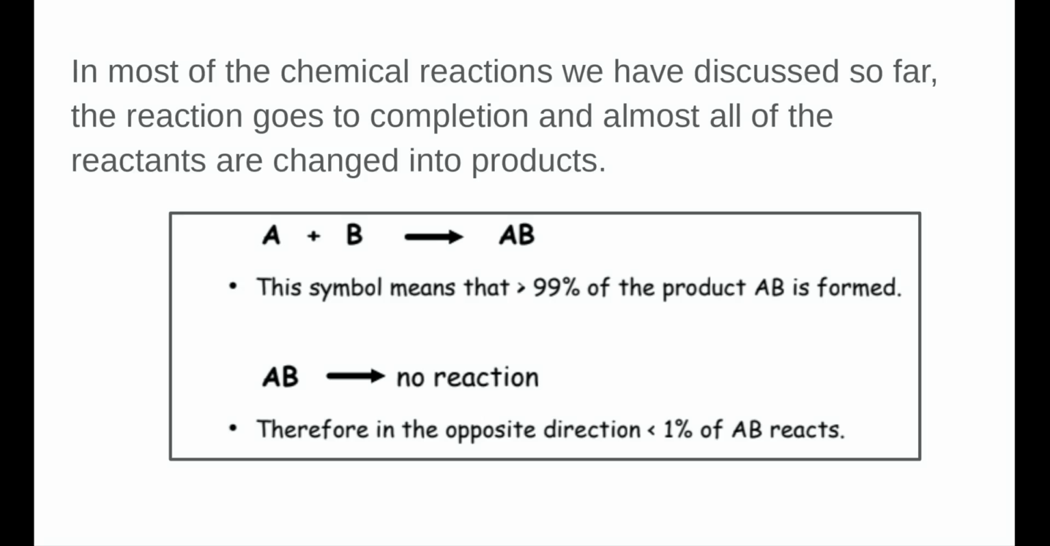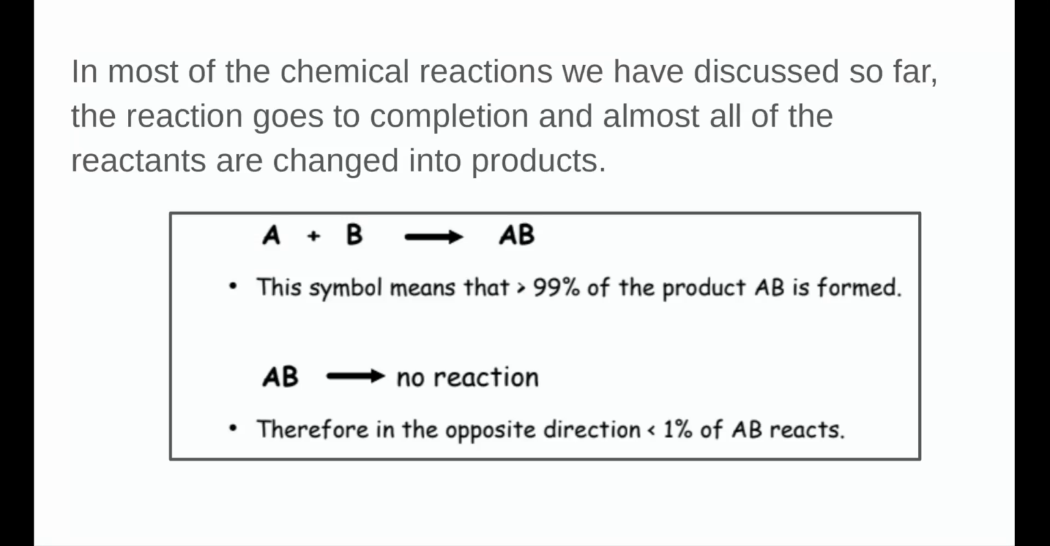Okay, so if we think back, most of the chemical reactions we've discussed so far, the reaction goes to completion, and almost all of the reactants are changed into products. So we've always told you that a chemical reaction is one that cannot be reversed. But today I'm going to tell you that is actually a lie. But most of the reactions that we have been dealing with so far in chemistry look something like this.